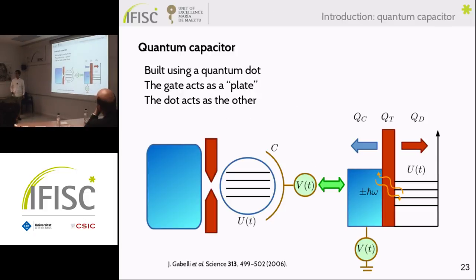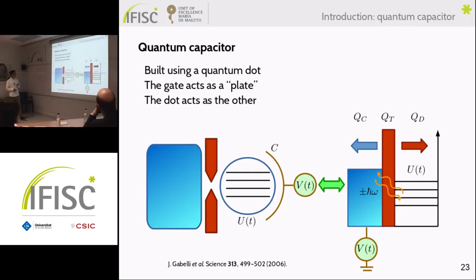So first of all, the quantum capacitor. It's just a quantum dot attached to one reservoir, where the quantum dot is also capacitively coupled to a gate. So the gate acts as one of the plates of the capacitor, and the quantum dot acts as the other. And they can store charge here, just like in a classical capacitor. And in this case, we have a time-dependent voltage driving, and we can show that applying it on the gate or on the reservoir gives interchangeable situations, as long as you consider an internal potential in the quantum dot.